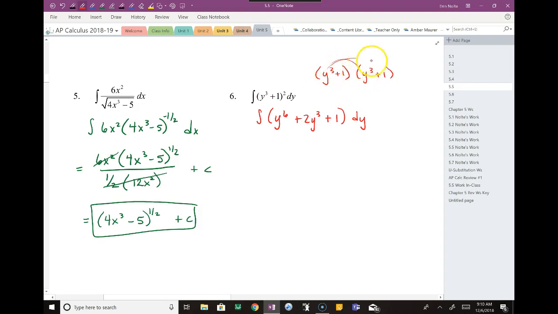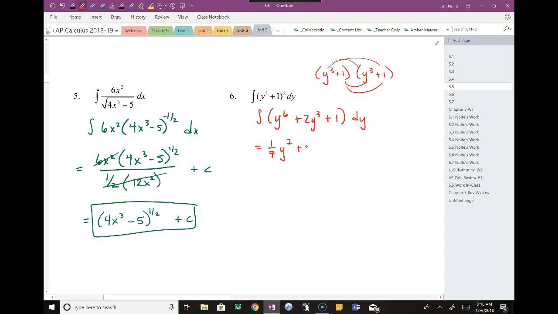That's fine. I got it. Okay, so now I'm in standard form, and I'm just going to do basic integration here. So what is the integral of y to the 6th? Okay, good. And the integral of 2y to the 3rd.